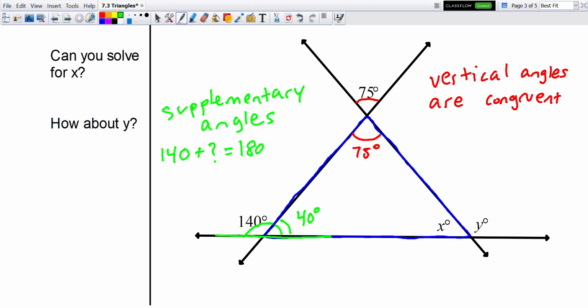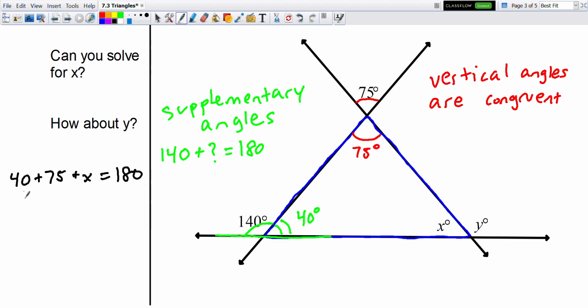Okay, so now I have two of my three angles of the triangle. And remembering what we just learned, all three angles of a triangle should equal 180 degrees. My 40-degree angle plus my 75 plus angle x here should all equal 180 degrees, since the three angles of a triangle equal 180 degrees.